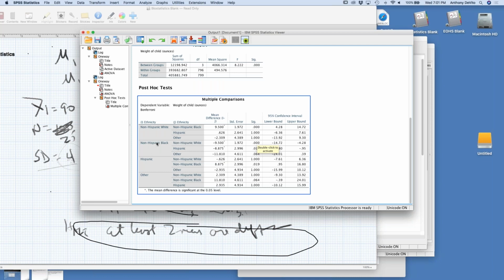Okay, how about non-Hispanic blacks to Hispanics? It's 0.019. You can say that they are different, that the average birth weight for non-Hispanic blacks is different than for Hispanic mothers in this population. And how about non-Hispanic blacks versus others? Well, that's 0.064. You can't say that they're different with less than a 5% chance of being wrong, right? And so they just get duplicated down here.